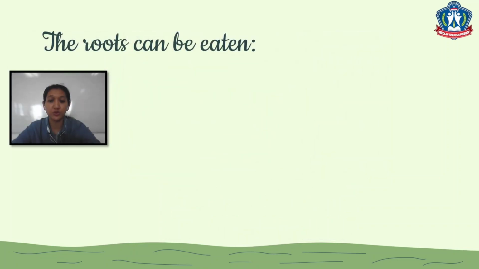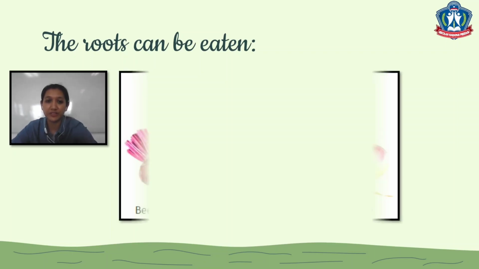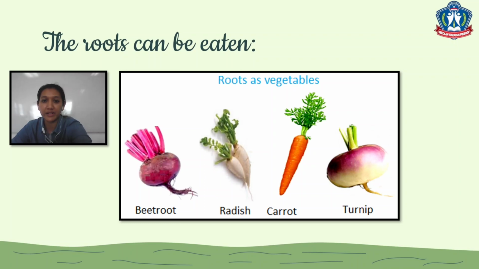The roots can store food for the plant. So here, the roots can be eaten. For example, beetroot, radish, carrot, and turnips. So friends, have you ever eaten one of them?